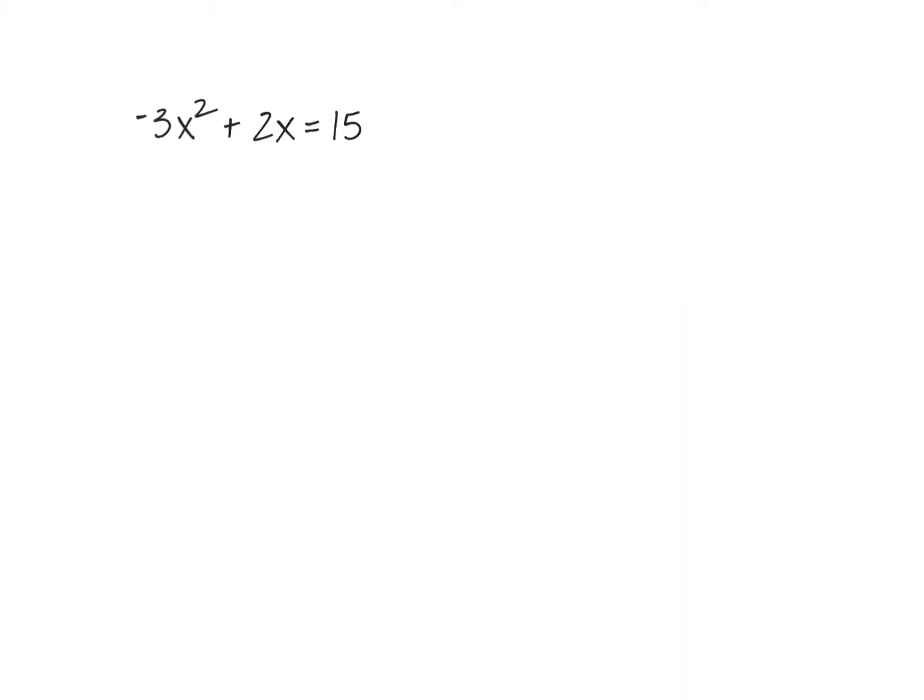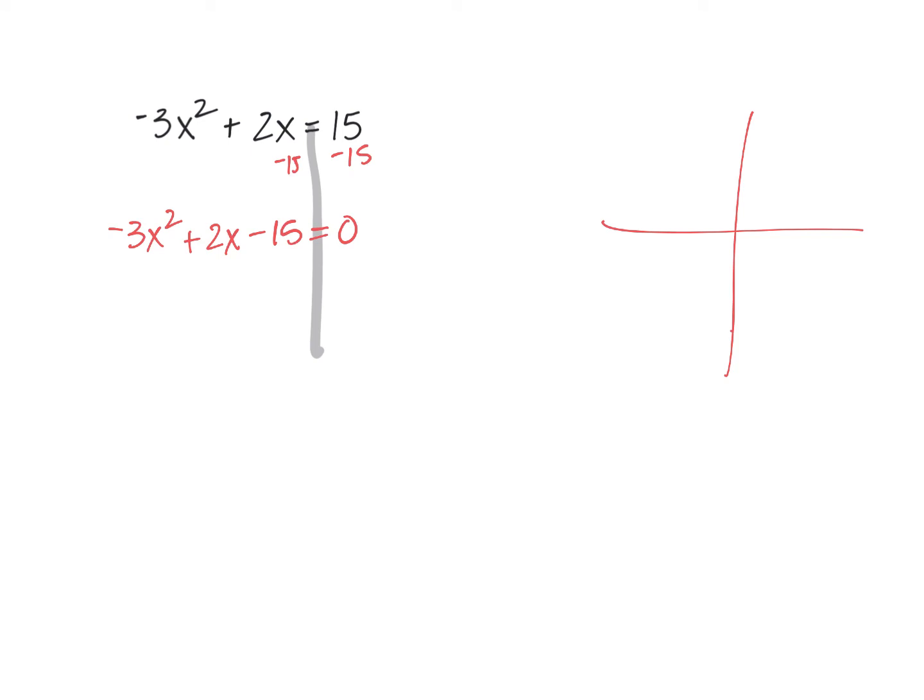All right, let's do one more real quick. So I have this problem. Again, it's an equation. I'm going to solve it by graphing using what we know about functions. So I'm going to just move that 15 to the other side. So now it says negative 3x squared plus 2x minus 15 equals 0. All right, first thing I know is my y-intercept is negative 15.